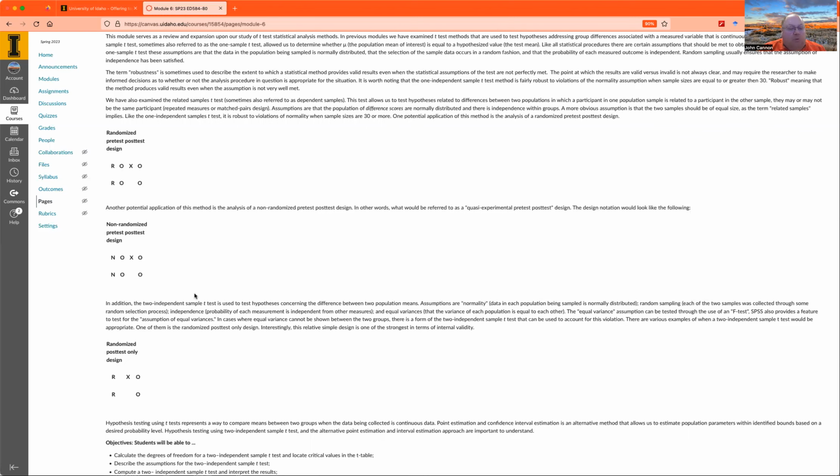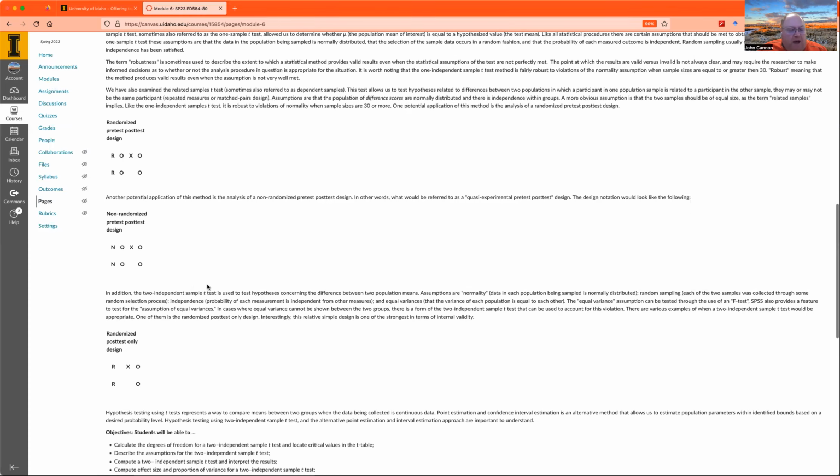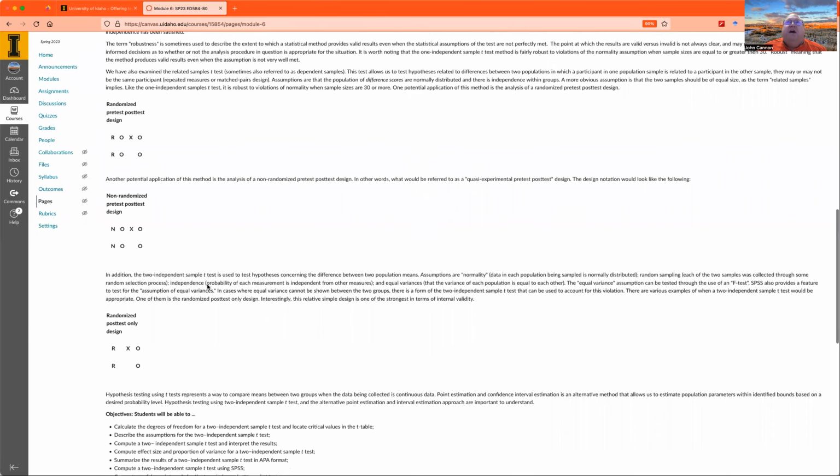In cases where equal variances cannot be shown between two groups, there is a form of the two independent sample t-test that can be used to account for this violation. There are various examples of when a two independent sample t-test would be appropriate. One of them is the randomized post-test only design. Interestingly, this relatively simple design is one of the strongest in terms of internal validity. And you see there the randomized post-test only design.